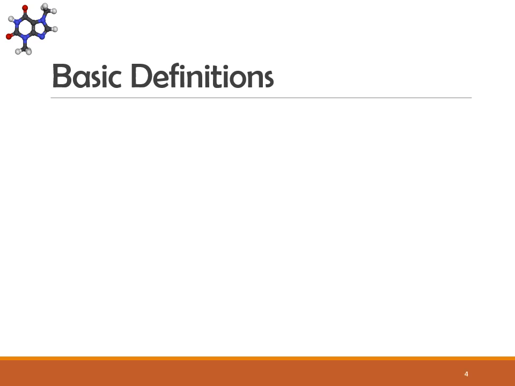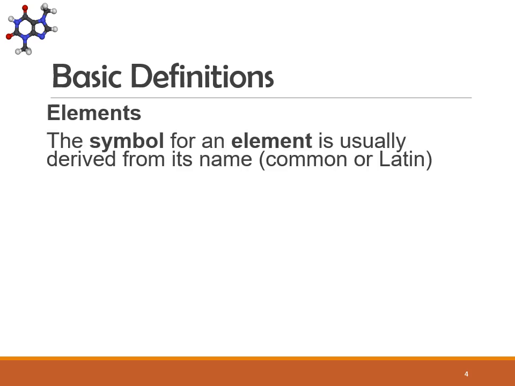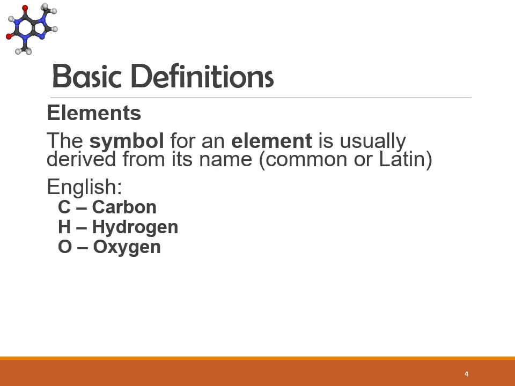I'm sure you are already familiar with many elements. Elements are represented by letter symbols. The letters usually correspond to the first letter of the element's name. For example, the symbol for the element carbon is C. H is for hydrogen, O is for oxygen, N is for nitrogen, and S is for sulfur.